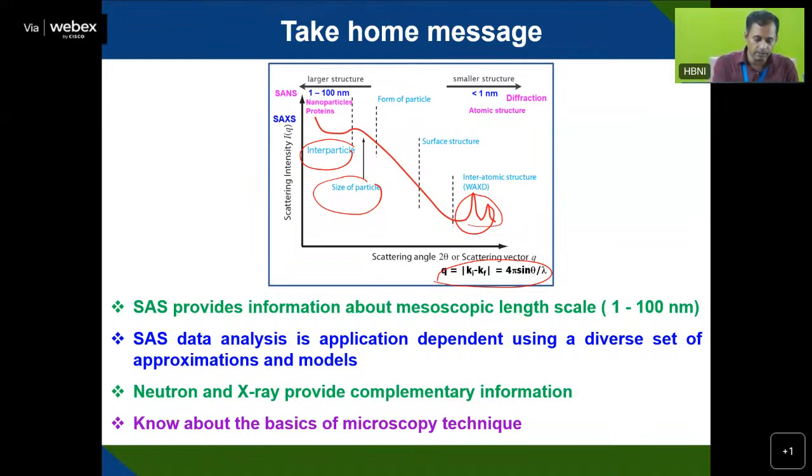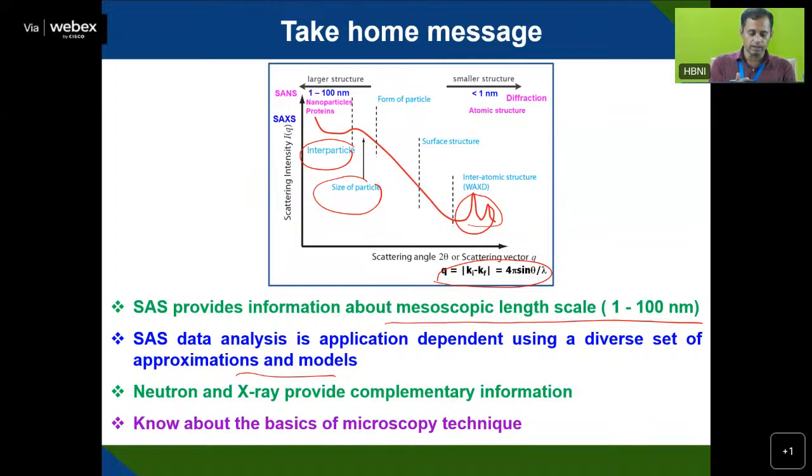Small angle X-ray scattering mainly provides information about the mesoscopic length scale, that is 1 to 100 nanometers, whereas small angle scattering data analysis depends on a diverse set of approximation models. The analysis part of the scattering technique is quite difficult compared to diffraction or microscopic techniques. You have to choose a particular model to analyze it, and once you get a proper model, you will be able to see the core-shell information. You can see micelles, cylindrical and spherical micelles; that information you will get.